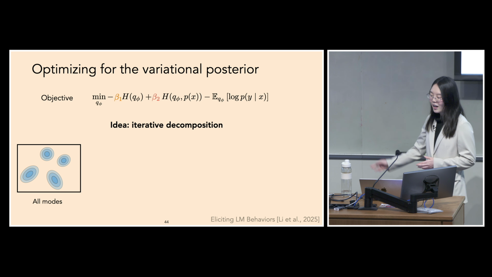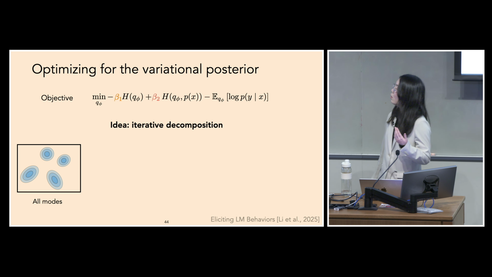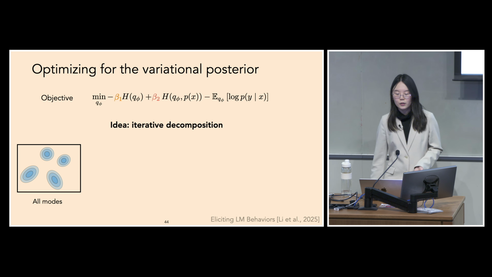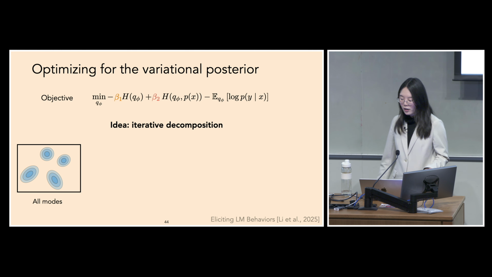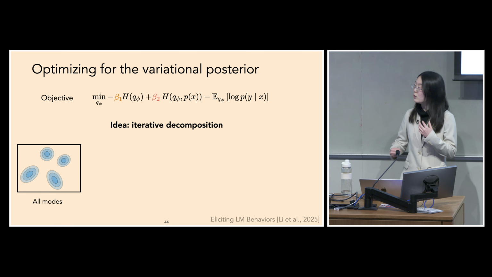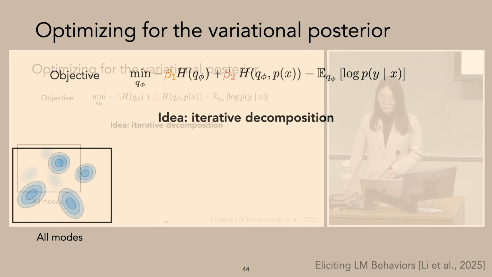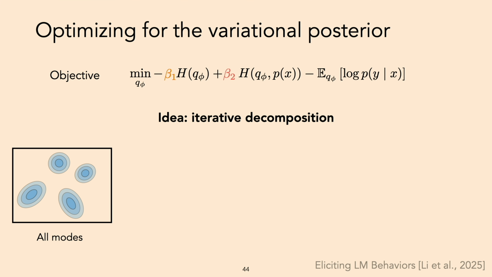So now we've decided on this objective. Our goal is to optimize Q phi to have good coverage of the true posterior. So this is a pretty hard optimization problem because it needs to cover multiple modes. So could we simplify this problem using the idea of iterative decomposition? We want to decompose this hard problem into a sequence of simpler problems, each covering one mode. So here's an intuitive demonstration of this idea, and I will formalize it in the next slide.